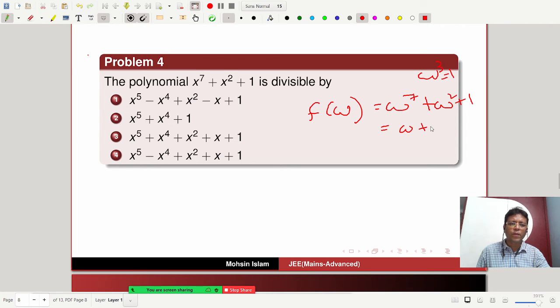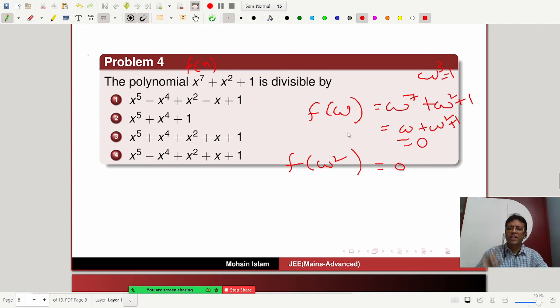So omega plus omega square plus 1 is equal to 0. So omega satisfies this polynomial equation. If you put it in the polynomial equation f(x), it will satisfy. So let this be f(x). Omega is clearly a root of this polynomial. So omega square is also a root of this polynomial, because omega and omega square are conjugate to each other, and imaginary roots always occur in pairs.